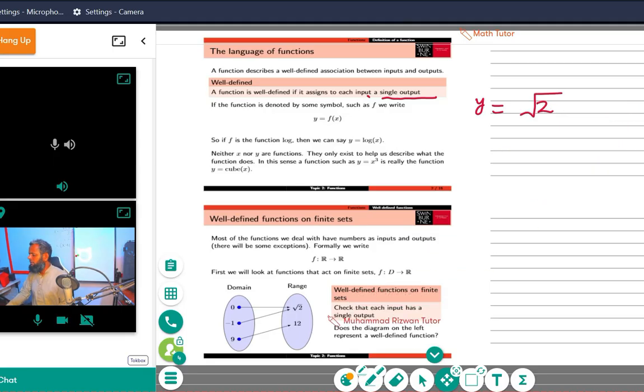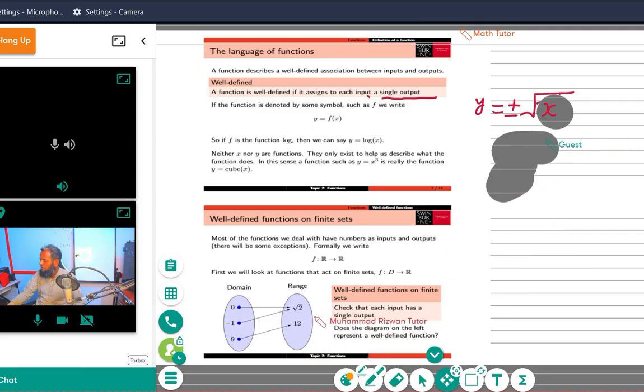For example, y is equal to plus minus under root x. Okay, is this well defined or not well defined? You should put any x value and see whether you are getting two outputs or one output. We are getting two outputs for this one. For example, suppose you put x is equal to 1. So what is the output? You just write the output. What is the answer?